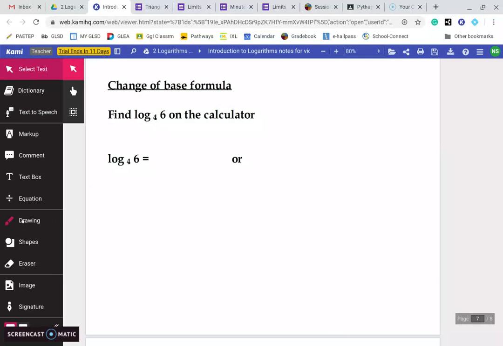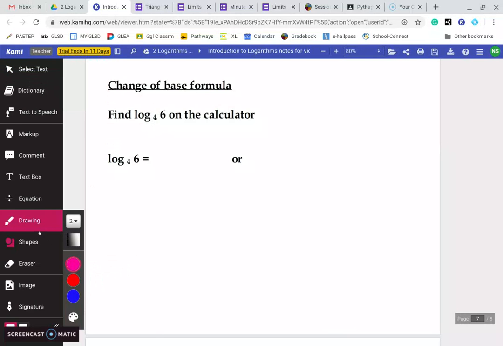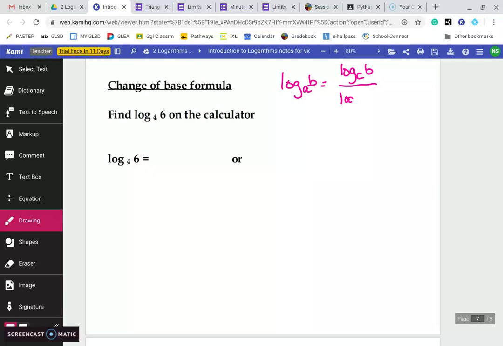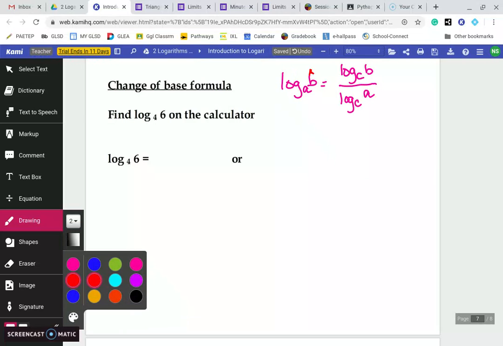So what the change of base formula says is, let's say I have log base a of b. I can change this to log base c of b over log base c of a. So notice my argument right here becomes the argument of the numerator. The base becomes the argument of the denominator.